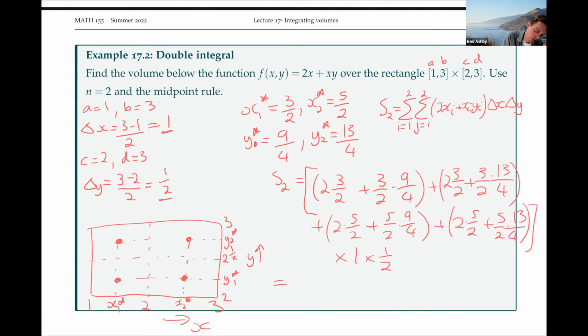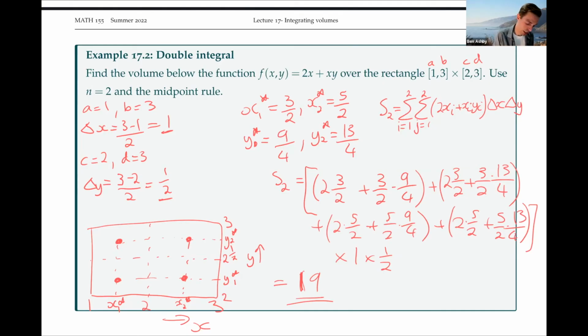If you work this all out, I believe it comes out to be 19. Okay, the value doesn't really matter here. What matters is the process that we've taken to approximate the area under this function with just a value of n equal to 2. So we're splitting our x and y dimensions just into 2 blocks each, giving us a total of 4 blocks.